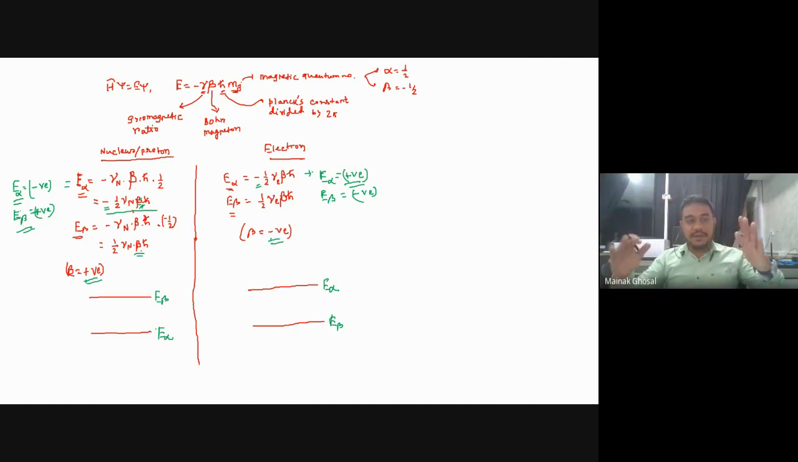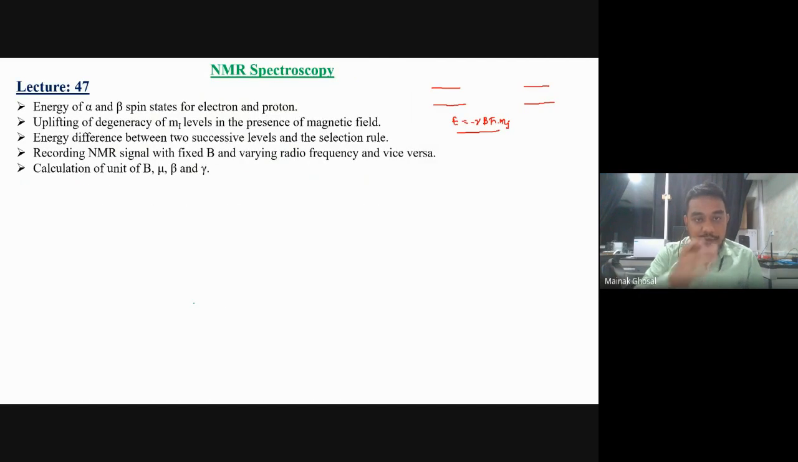So this is the main difference between nuclear and electron spin resonance. In the case of the nucleus, the alpha state has lower energy than the beta state, and in the case of the electron, the beta state has lower energy than the alpha state. That is the discussion I was having about the alpha and beta spin states for the electron.